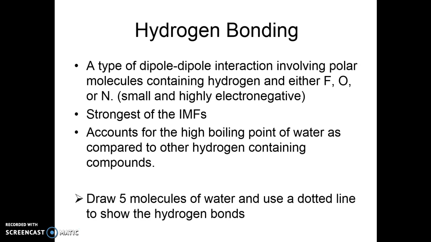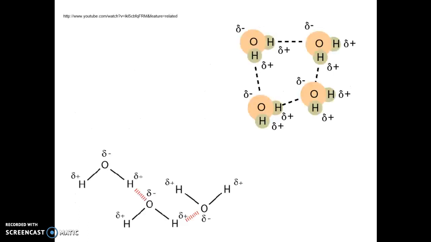Draw 5 molecules of water and use a dotted line to show the hydrogen bonds. Here's an example. If this is one water molecule, then the partial negative end would be the oxygen end, and the partial positive end would be the hydrogen. So as water molecules arrange themselves near each other, the positive end of one molecule would be next to the negative end of another molecule, and this dotted line would represent the hydrogen bond.